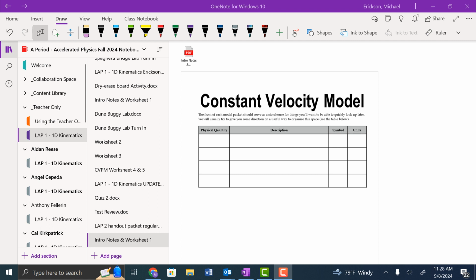Hey guys, so I'm going to be going over the quantities for the constant velocity unit. If you want to find this page, it's on the intro notes and worksheet 1. And this is probably going to be broken up into 3 or 4 videos, so we'll be on this page for a while.